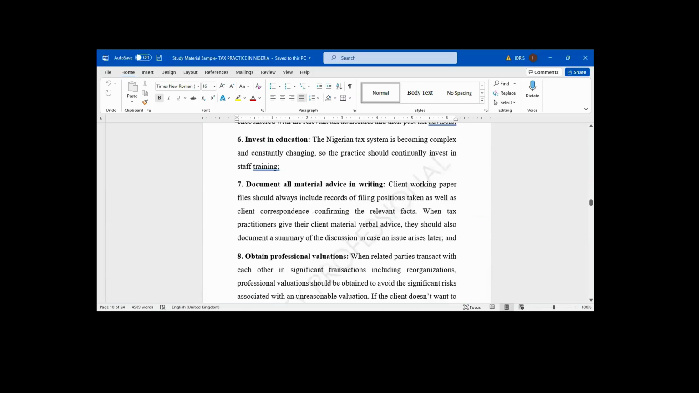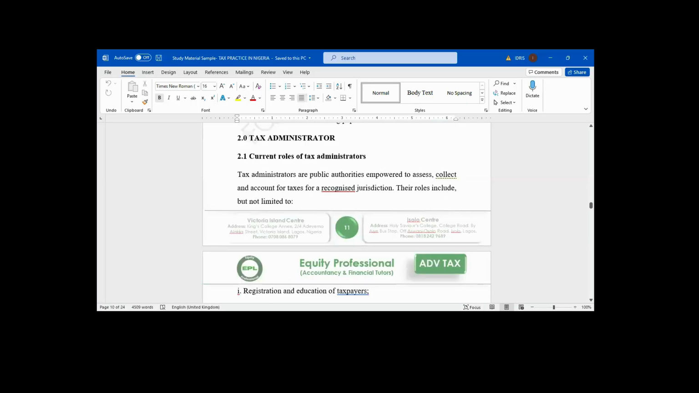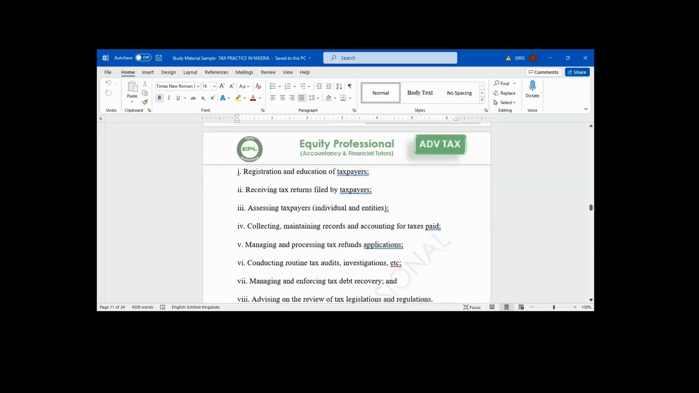Tax administrators. What is the role of a tax administrator? When we talk about tax administrators, we mean the tax authority, those who collect tax. FIRS, LIRS, they are all tax administrators. So what are their roles? What roles do tax administrators perform?